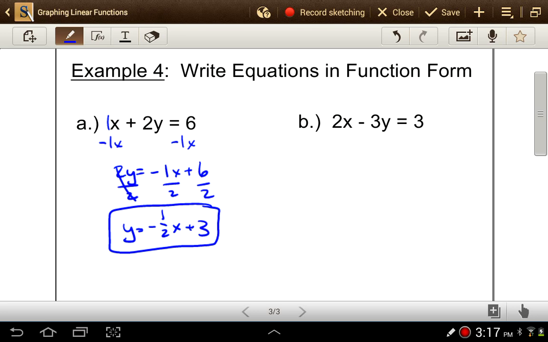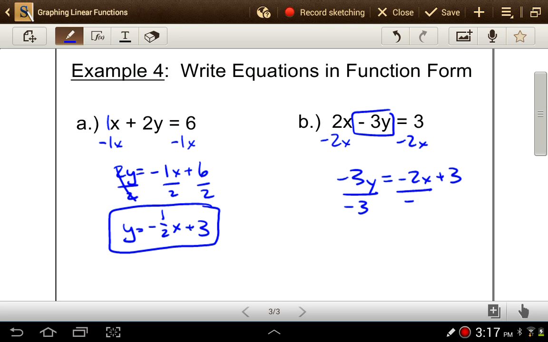Okay, in example B, I'm going to get rid of my x part first. So I'm going to subtract 2x from both sides. That's going to leave me with this is still over here. So I have -3y and then equals -2x plus 3. Then I'm going to divide both sides by -3, which means I divide each term by -3. Those cross off, so it's going to be y equals a negative divided by negative is a positive, so that gives me 2/3 x. And then you got 3 divided by -3 is going to be -1. So that's 2/3 x minus 1.